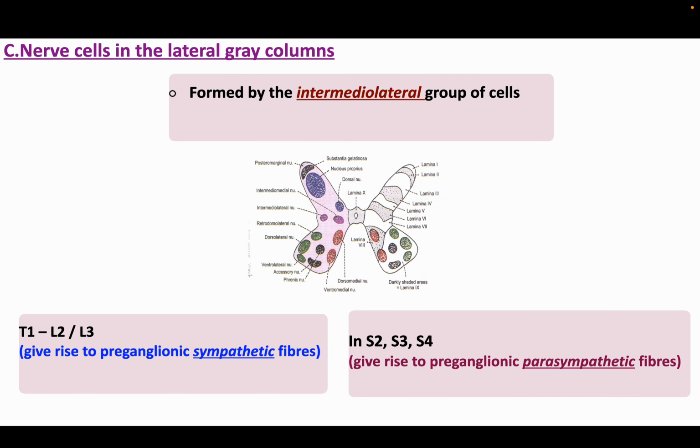Now I told you in the previous slide that at some segments of the spinal cord the intermediolateral group of cells is also seen. So we call them lateral gray column cells. The part of the cells present from T1 to L2 or L3 gives rise to the preganglionic sympathetic fibers, and the part of the gray column present at the level of S2, S3, S4 gives rise to the preganglionic parasympathetic fibers.